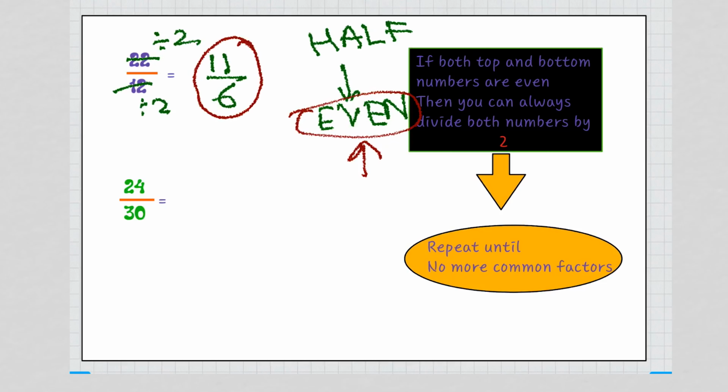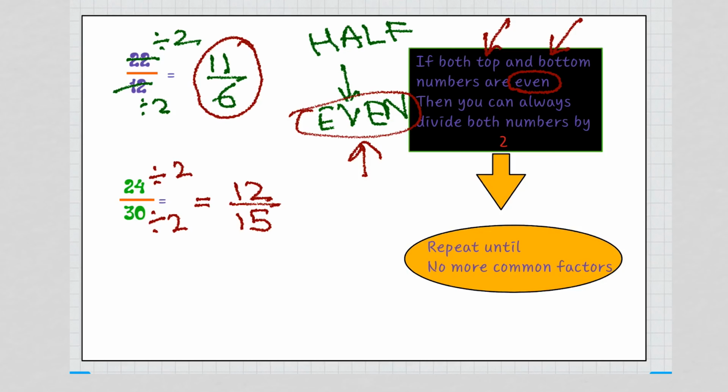Let's look at the next question, 24 over 30. First thing, both are even, top and bottom. Yes, 24 and 30 are even numbers. So what we would do is divide top and bottom by 2, or you can halve them. Half of 24 is 12, or 24 divided by 2 is 12, and 30 divided by 2 is 15. So one is even, the other one is odd.